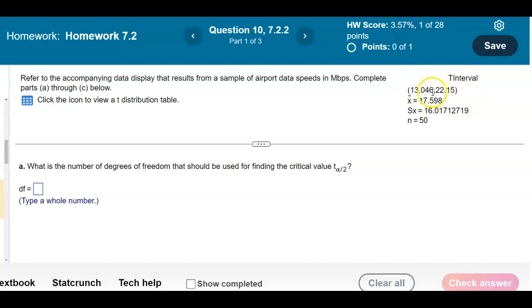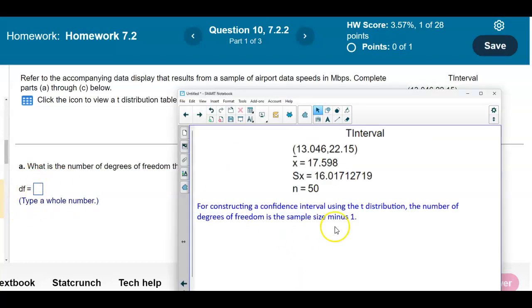Top part is our confidence interval. We have our sample mean. We have our sample standard deviation and the sample size. So let's answer part A. So for constructing a confidence interval using the t-distribution, the number of degrees of freedom is the sample size minus 1. So the formula for that would be the following. The degrees of freedom is equal to n minus 1.